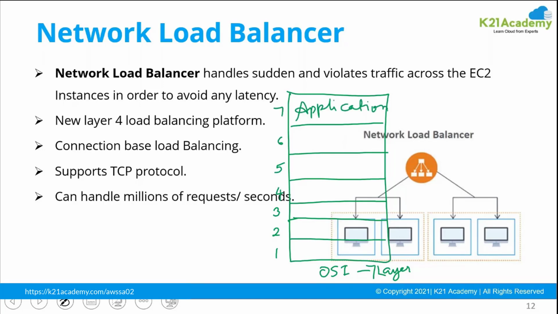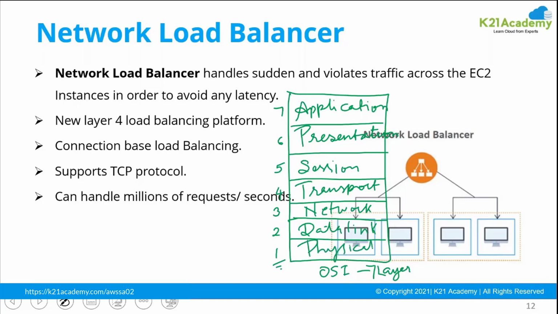The 7th layer is your application layer. The 6th layer is your presentation layer. I'll help you to understand the layers also. The 5th layer is your session layer. The 4th one is your transport layer. The 3rd layer is your network layer. The 2nd is your data link layer. And the last one, the 1st layer, is your physical layer.